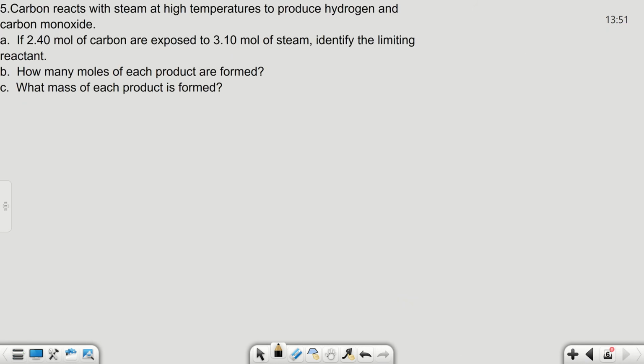Carbon reacts with steam at high temperatures to produce hydrogen and carbon monoxide. So first off, it doesn't even write the reaction. We should be able to do this. Carbon reacts with steam. Steam is water, H2O. It will produce carbon dioxide and hydrogen. I want to balance that chemical reaction. It's actually all balanced. Everything is 1 to 1.